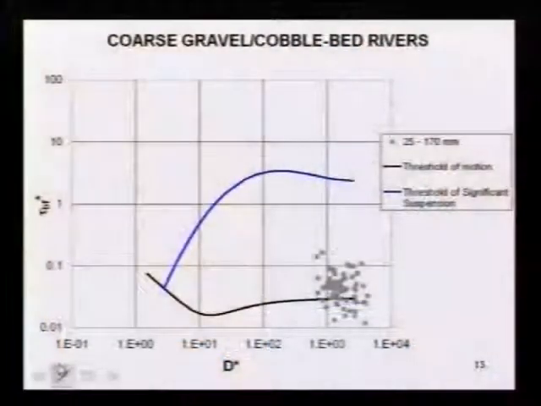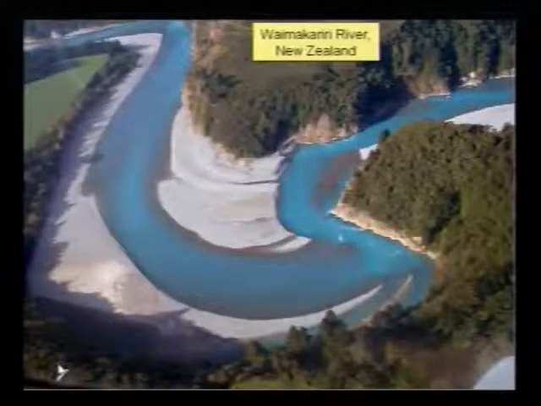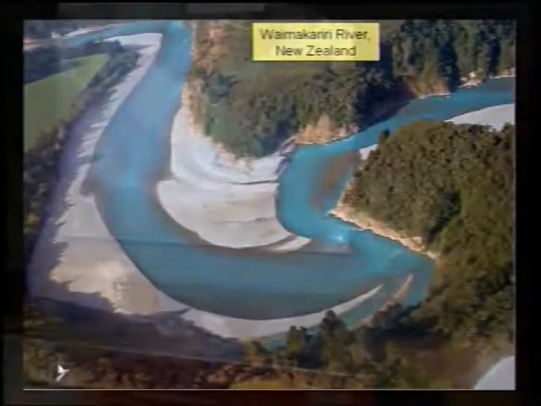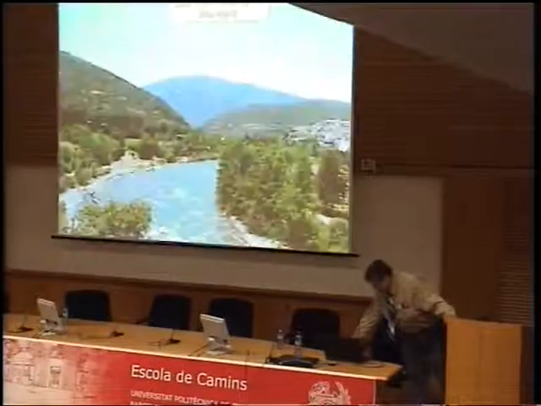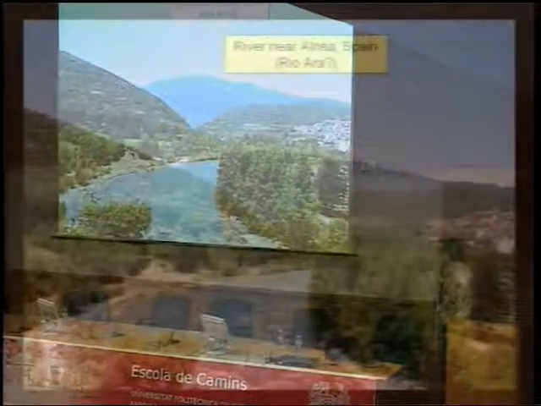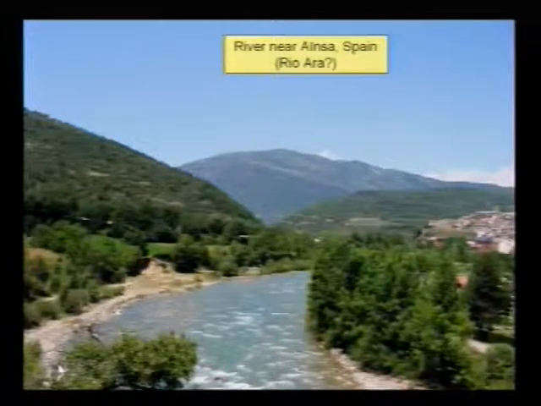Well, let's begin with our coarse gravel to cobble rivers. This is a beautiful example, to me anyway, of the Waimakariri River in New Zealand, which is a classical coarse gravel bed stream. So in this range, we are looking at streams like this. Or closer to home, I'm almost positive this is a Rio Ara, but if somebody knows, they can correct me, but this certainly is a river in the Pyrenees in Spain, which is a classic gravel to cobble bed river.